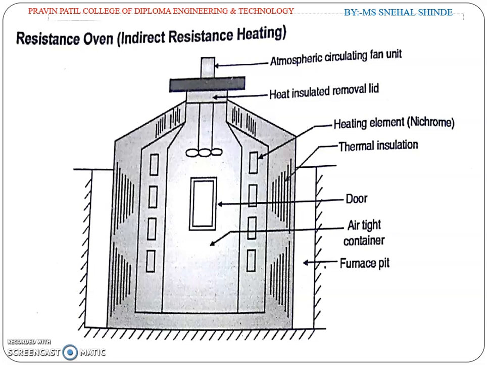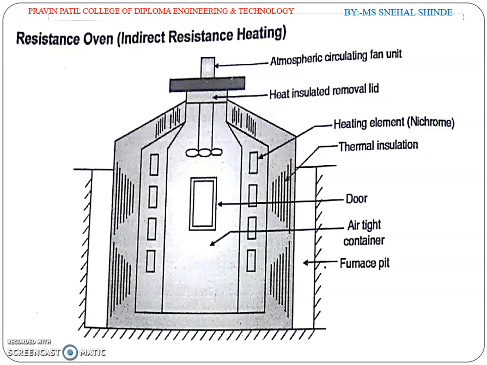So a typical bath type resistance furnace is as shown in the diagram. The inside chamber, in which the body to be heated is kept, is surrounded with the heating element made up of nichrome. The chamber and the door are made airtight with the help of a rubber gasket.